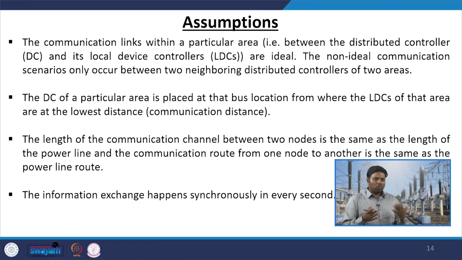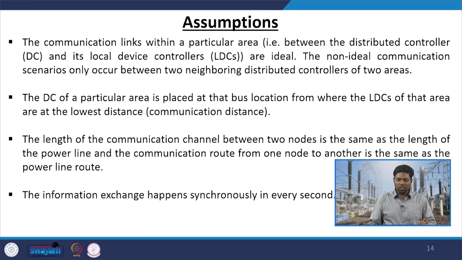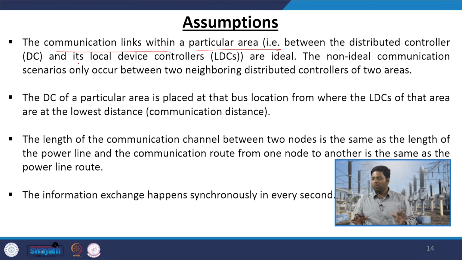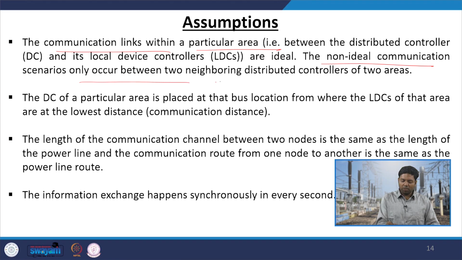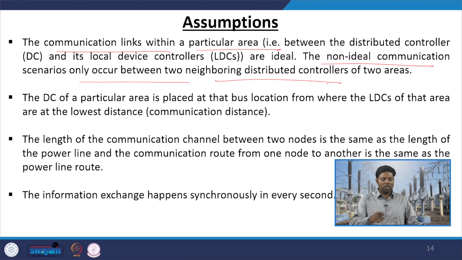So, we are making some assumptions for doing this cyber-physical co-simulation. First assumption is that the communication links within a particular area are ideal. That means there is no problem in the communication, because these are small communication links, so we normally assume those are very ideal ones. The non-ideal communication scenario only occurs between two neighboring distributed controllers.